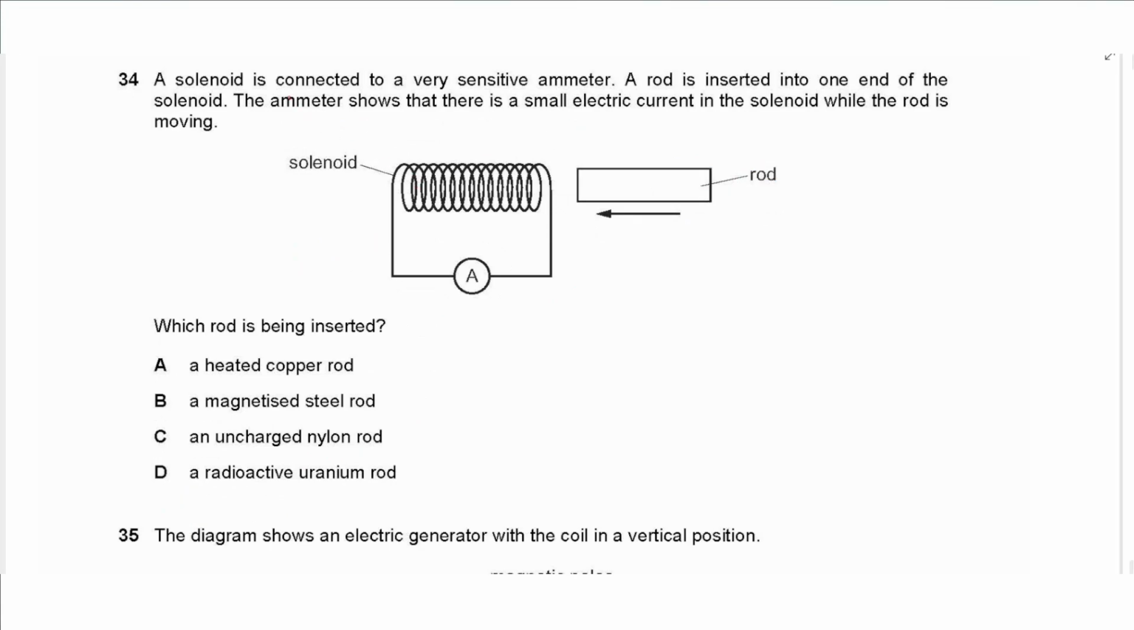Question 34 says a solenoid is connected to a very sensitive ammeter. A rod is inserted into one end of the solenoid. The ammeter shows that there is a small electric current in the solenoid while the rod is moving. That's electromagnetic induction. Which rod is being inserted? Not a heated copper rod. A magnetized steel rod, yes, because we need a magnetic field being cut or there is a change in flux in the coil to induce a current. So the answer is B.